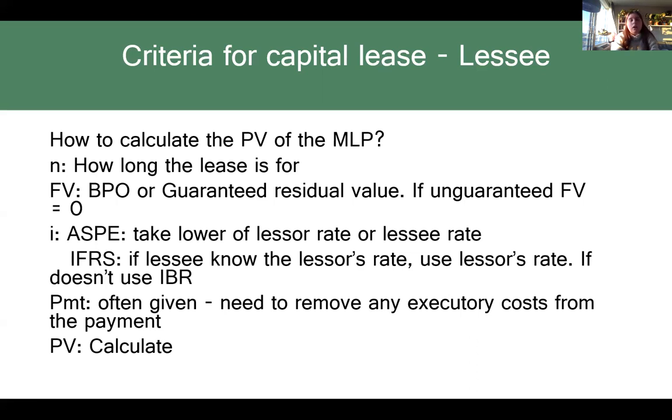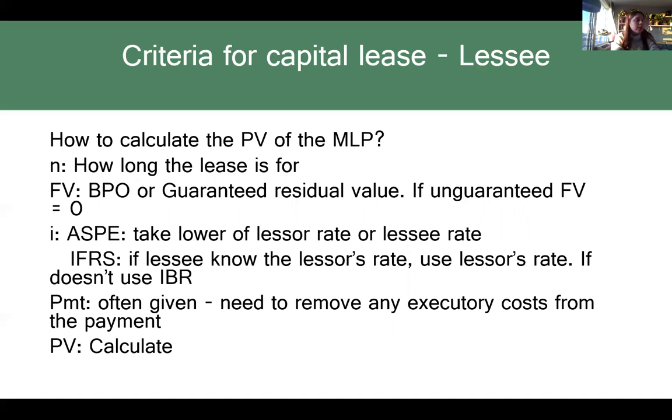If you have an unguaranteed residual value, then your future value is equal to 0, so you're just going to put 0 there. For the rate to take, under ASPE, you're going to take the lower of the lessor rate or the lessee rate. So if they have two different rates, one's 10%, one's 8%, you're taking the 8%.